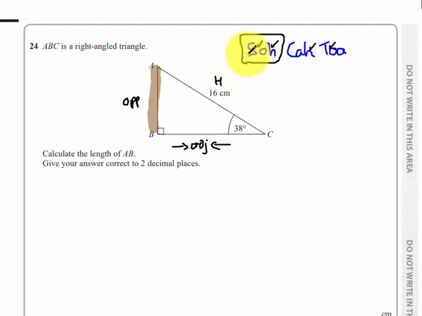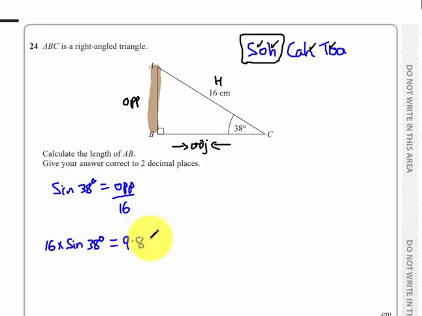So from SO in SOHCAHTOA, I need to know that the sine of 38 degrees is the opposite, which is what I want to work out, divided by 16. And you need to know that it's opposite divided by hypotenuse. The O comes first, followed by the H. I want to work out the length of the opposite, so the opposite of dividing by 16 is multiplying. So the sum I need to type into my calculator is 16 times sine 38.